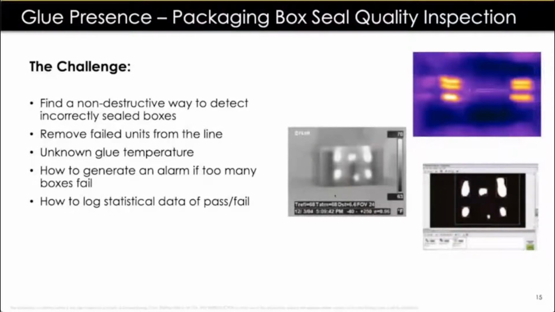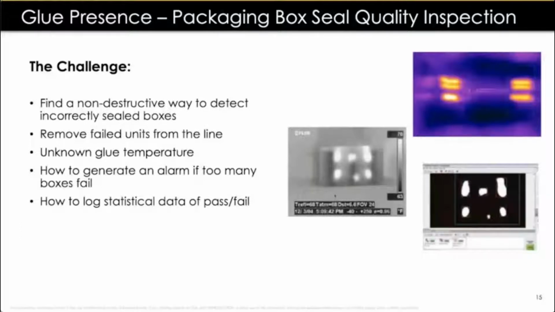We don't know the temperature of the adhesive being applied, but we know that it's at a warmer temperature than the substrate, or the box. And we want you guys to generate an alarm if too many boxes fail. Maybe one box falls under a good radar for us, or maybe three. But when we see about 5 in a row or 6 in a row, we have a situation. I want to be notified of that. So we want to look at trend analysis and statistical data of pass and fail.